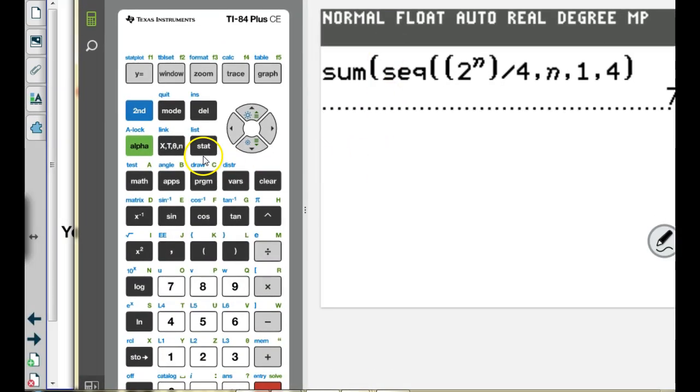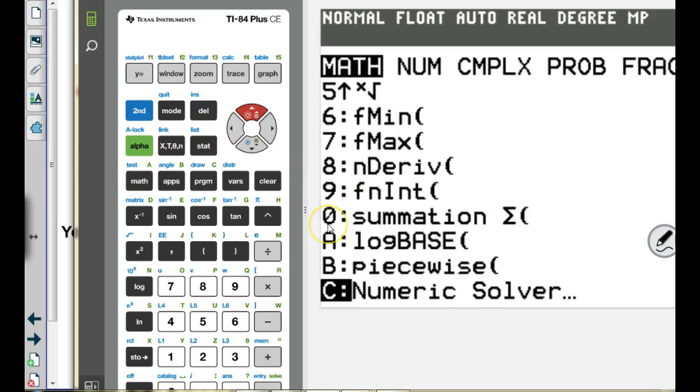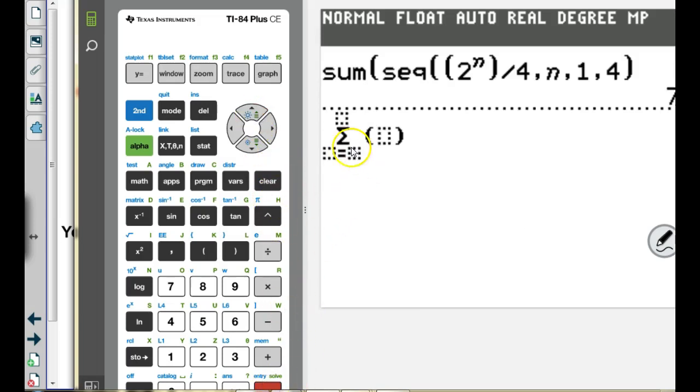Even easier, your calculator, if you have one of mine or a newer one, does do the summation notation. You just go to math. I would arrow up instead of down because it's way down here at the bottom. It's 0, sorry, and it's summation, and then you hit enter, and then you can type in all these little boxes. This wants a variable, so I'm just going to use n. And we wanted term 1 to 4. And then in this little box here, I need 2 to the nth divided by 4, and make sure the divided by 4 is not up in the exponent.